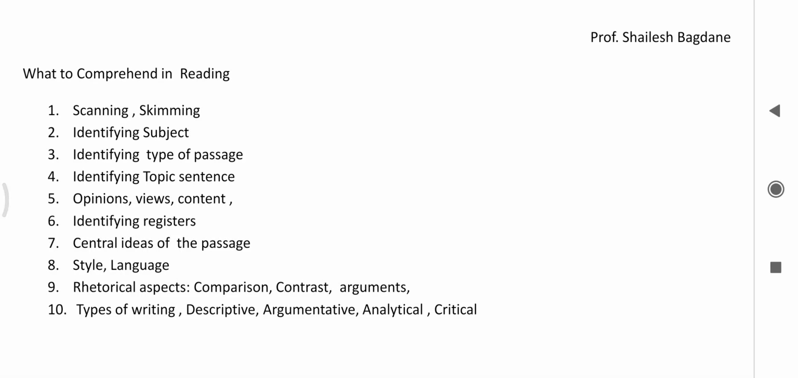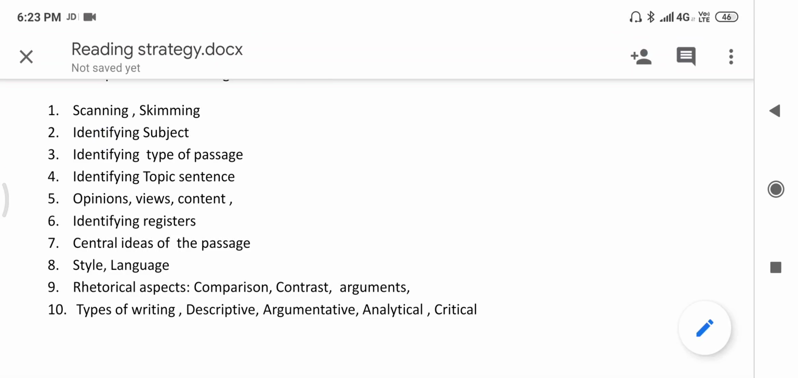Take a pen and pencil, and what I expect is that you identify the particular point on a piece of paper. So, write it down, try to find out by scanning and skimming what you need to do. Identifying subject, I indicated in my earlier discussion, you need to find them out. Identifying type of passage, what I told you in explaining this point, find this out. So, you will come to know what strategy you need to apply.